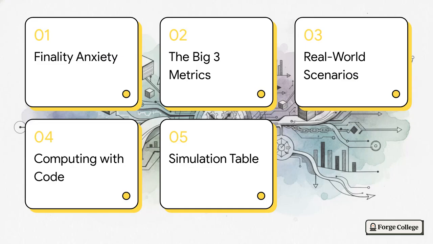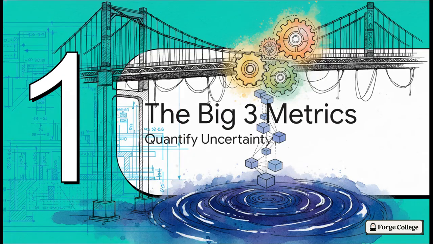So here's our game plan for today. We'll start by unpacking that finality anxiety, then break down the big three metrics you need to know. After that, we'll look at some real-world business scenarios, figure out how to compute this stuff with code, and finally, bring it all together into a simulation table. All right, let's jump right into part one, the big three metrics, where we actually start quantifying all this uncertainty.